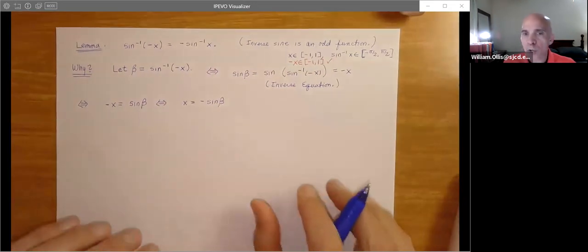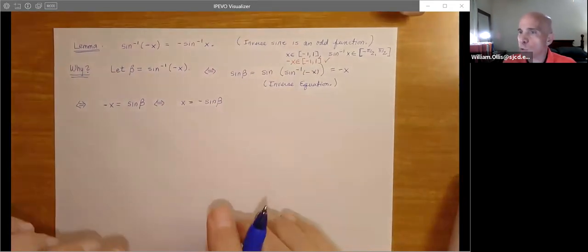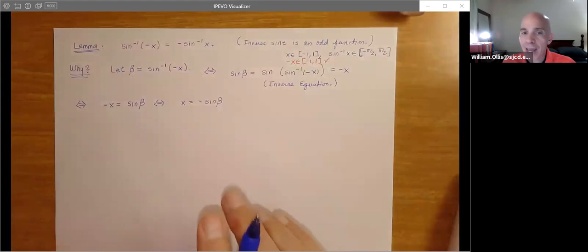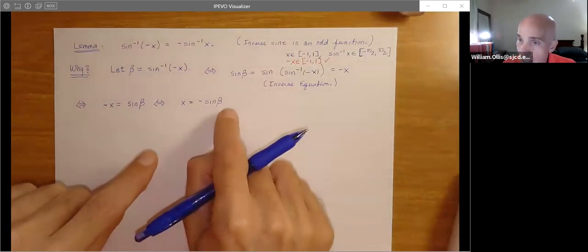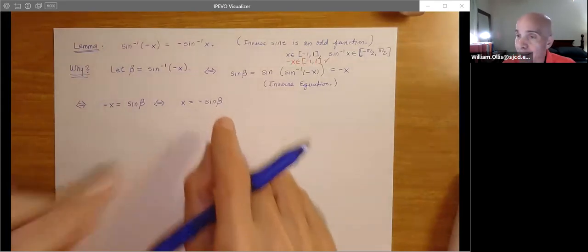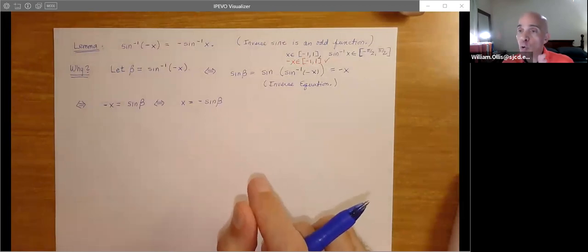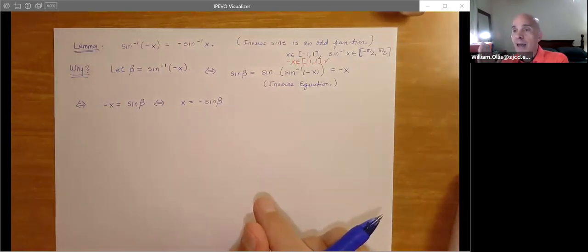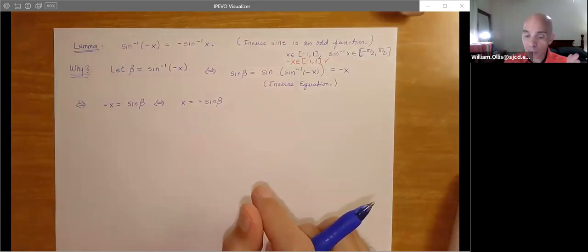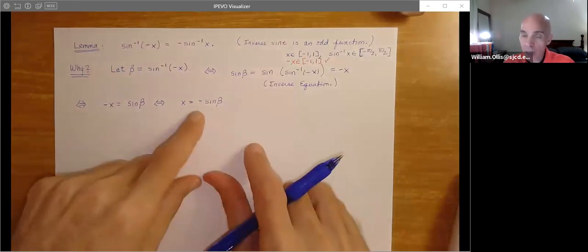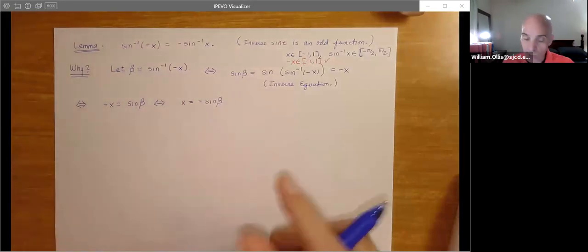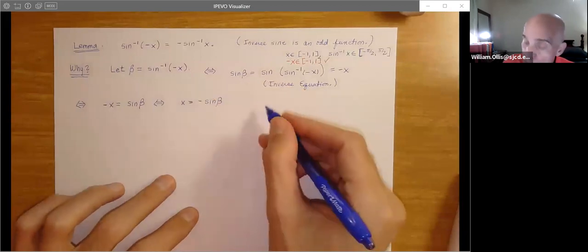Okay, so now we see that this is a little bit easier than the previous proof. Now what we can do is, like I said before, use the fact that the sine function is odd. Normally, we're taking the negative out of the argument and moving it forward here. Now we're going to go in the reverse direction. We're going to move the negative into the argument.